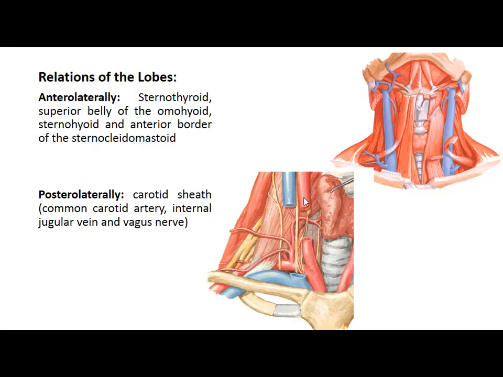One is the common carotid artery, which you are seeing here. Then the internal jugular vein. This is the internal jugular vein. Then the vagus nerve. These are the three structures which are covered by a sheath called the carotid sheath. The three structures are shown here, but not the carotid sheath. It is a round sheath covering the common carotid artery, internal jugular vein, as well as the vagus nerve.